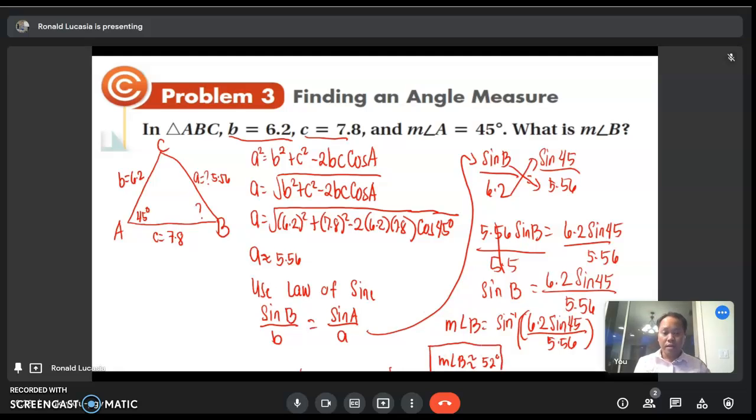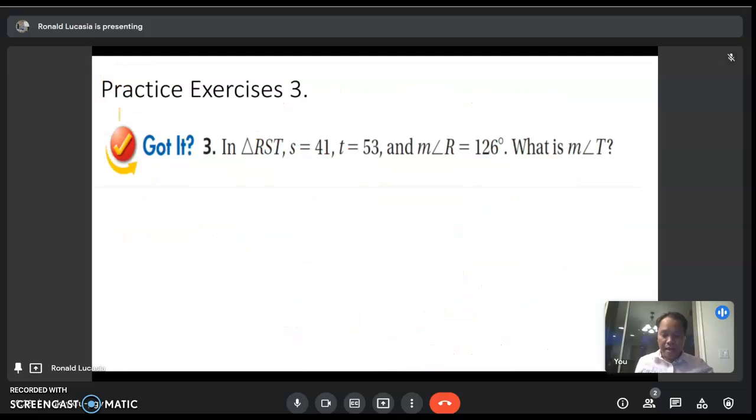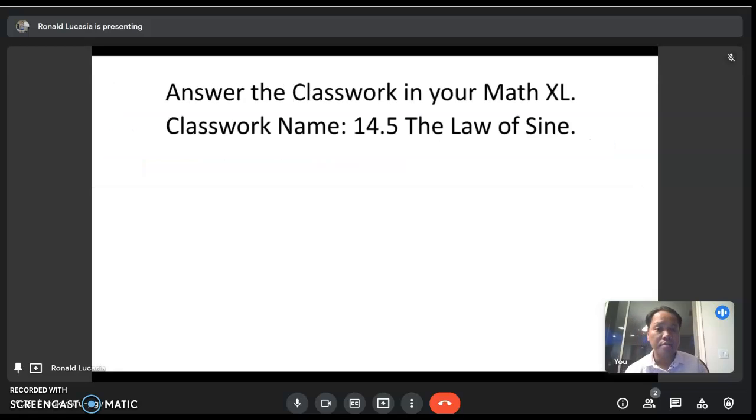All right. So for the last practice exercises, answer number 3, and afterwards you can start doing your classwork in your Math XL. The classwork name is 14.5, the law of sine.